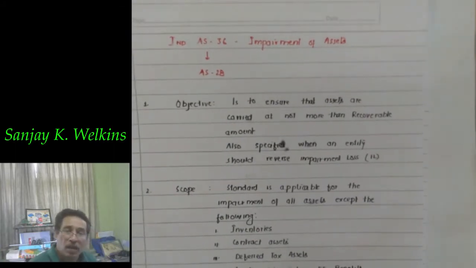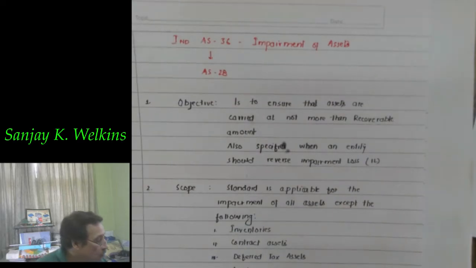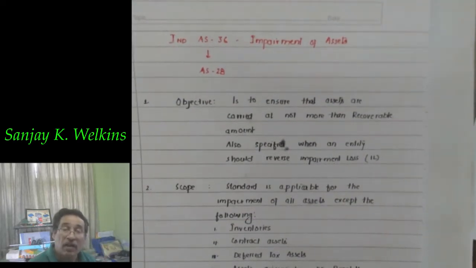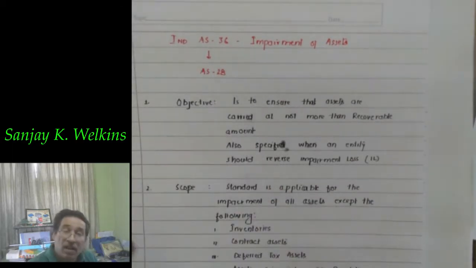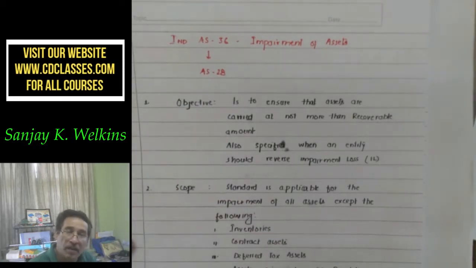Now just have a look, I have already written, so you need to write each and every word. I'm simply moving about what I have written already, just to save time, correct? Ind AS 36, of course, is impairment of assets, and its corresponding accounting standard is AS 28.